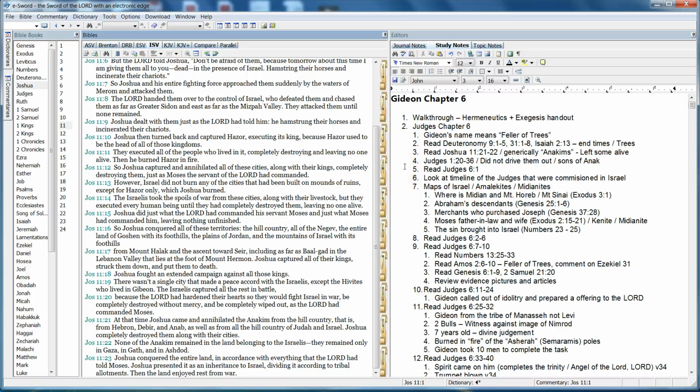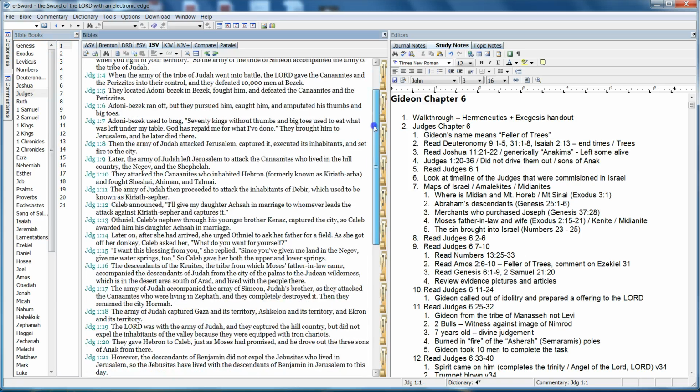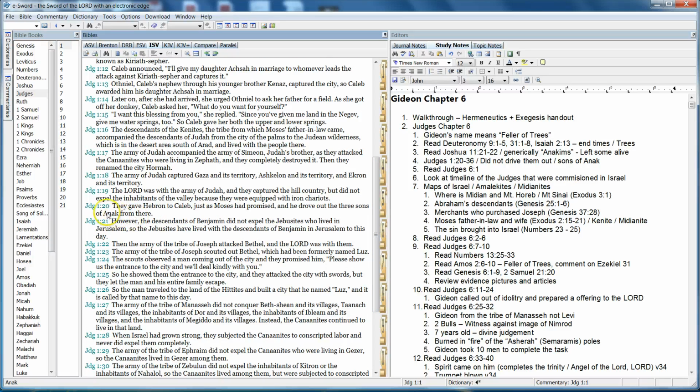And now when we get to Judges, which is 200 years after the time of Joshua, let's read what we got there. Judges 1, verse 20 to 36. Okay, they gave Hebron to Caleb, just as Moses had promised, and he drove out the three sons of Anak from there. So there are still these Anakim folks there. However, the descendants of Benjamin did not expel the Jebusites who lived in Jerusalem. So the Jebusites have lived with the descendants of Benjamin in Jerusalem till this day. Well, there you go. There's one folly.